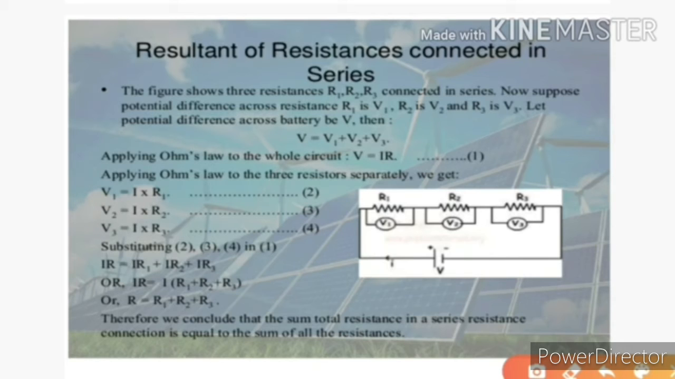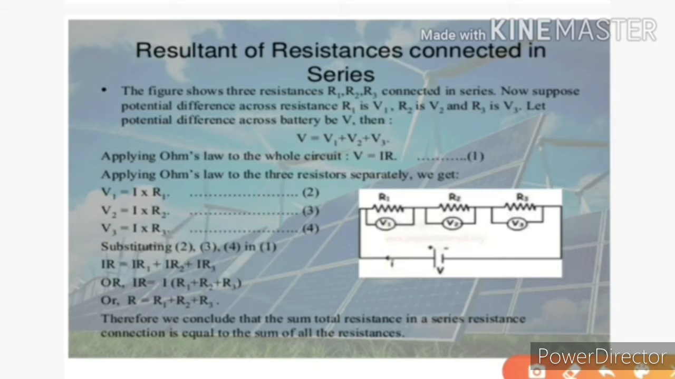Now I cancel out, I cancel out हो जाएंगे. Then what will we get? Then it remains R is equal to R1 plus R2 plus R3. So this is the required value. This is the required derivation. So therefore we conclude that the total resistance in a series connection is equal to the sum of all the resistances present in the connection.